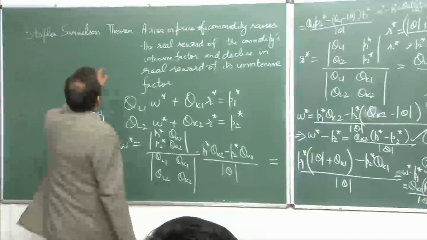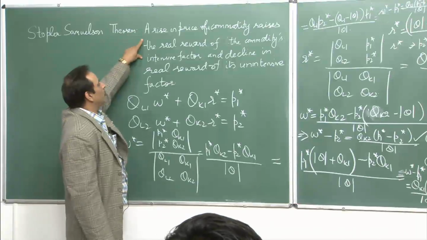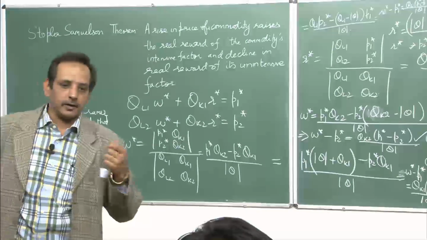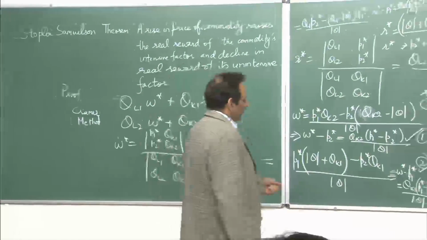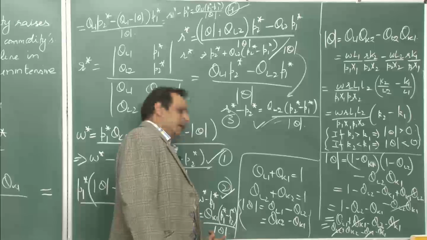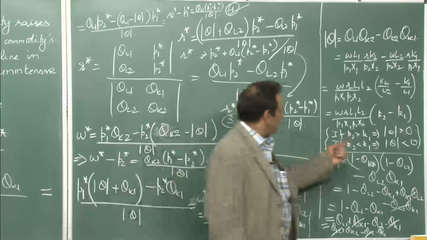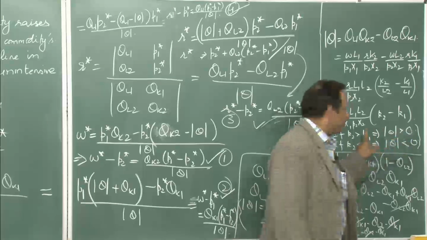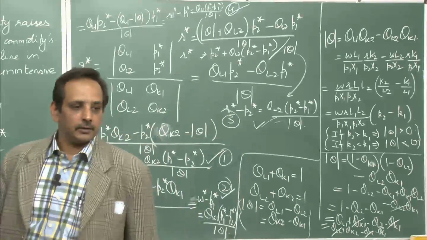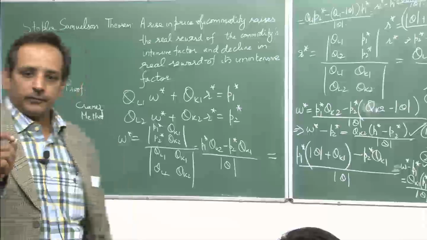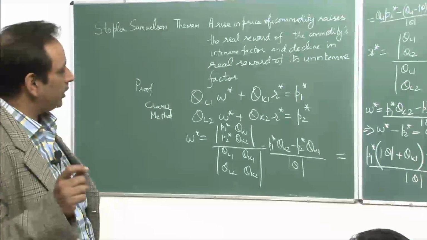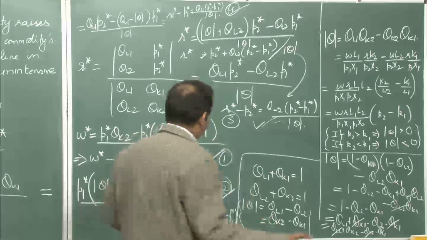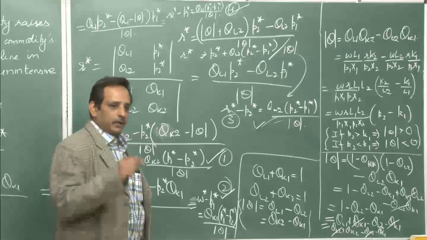Now, come back to the Stolper-Samuelson theorem, which says a rise in price of a commodity raises the real reward of its intensive factor and a decline in real reward of its unintensive factor. So, assume that determinant theta, say if K2 is greater than K1, then determinant theta is greater than 0. So, good 1 is labor intensive, good 2 is capital intensive. So, what happens if the price of the labor intensive product goes up, that is P1 goes up, there is no change in P2 if P1 goes up.